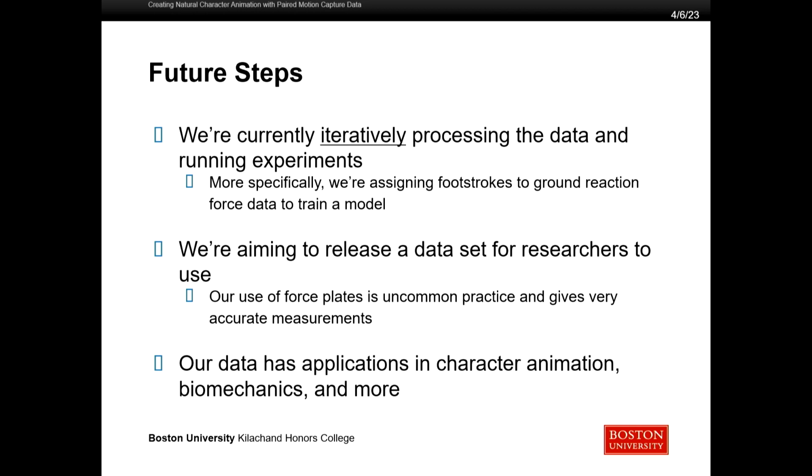I still have to process some trials, so it's definitely a work in progress. But we're aiming to release a complete data set and model for researchers to use for whatever means they want. So we're really hoping that our work is sort of like a stepping stone for more research in other fields.